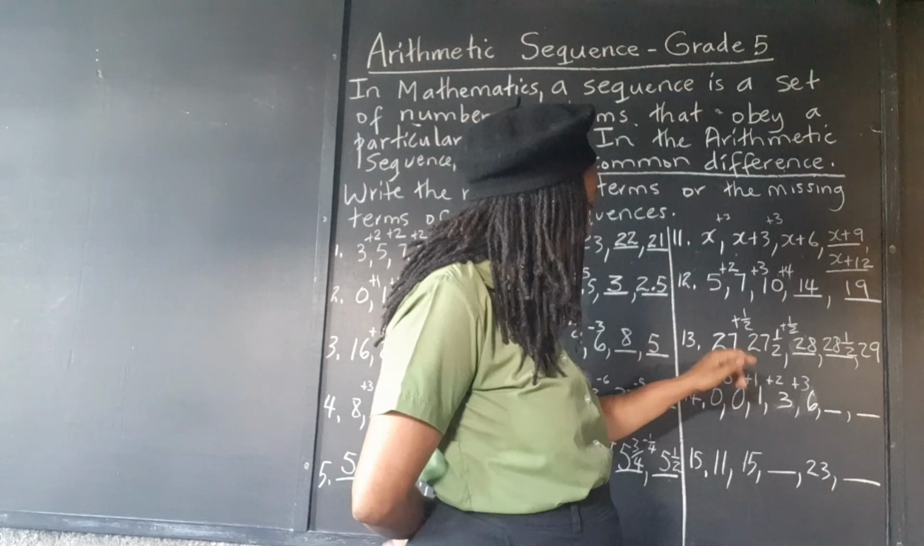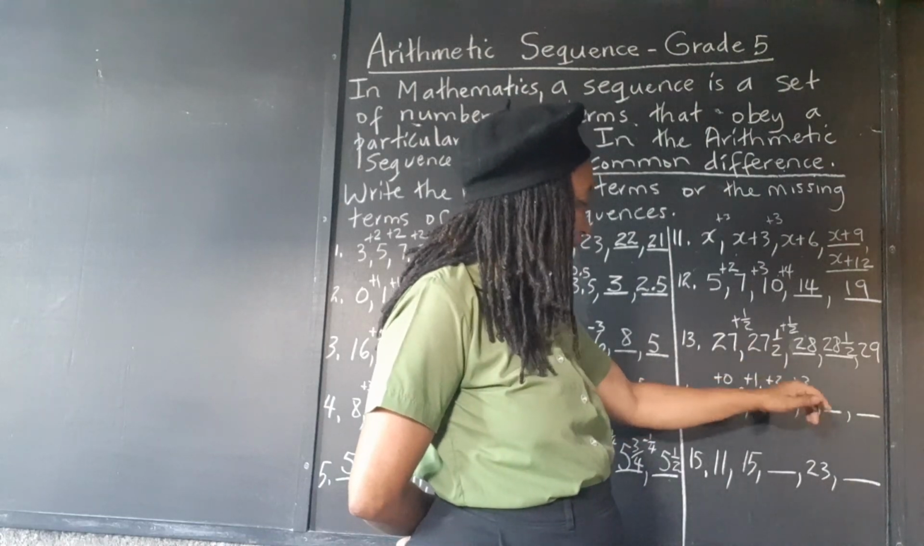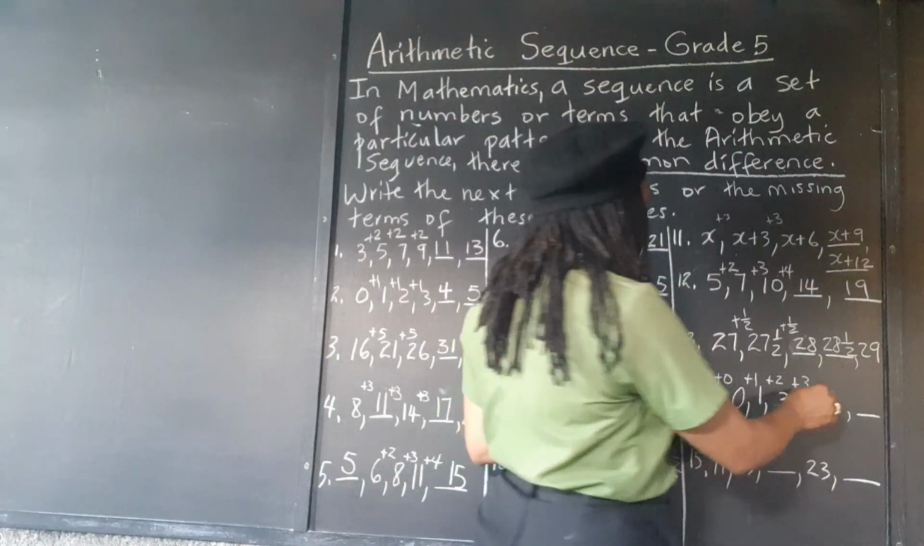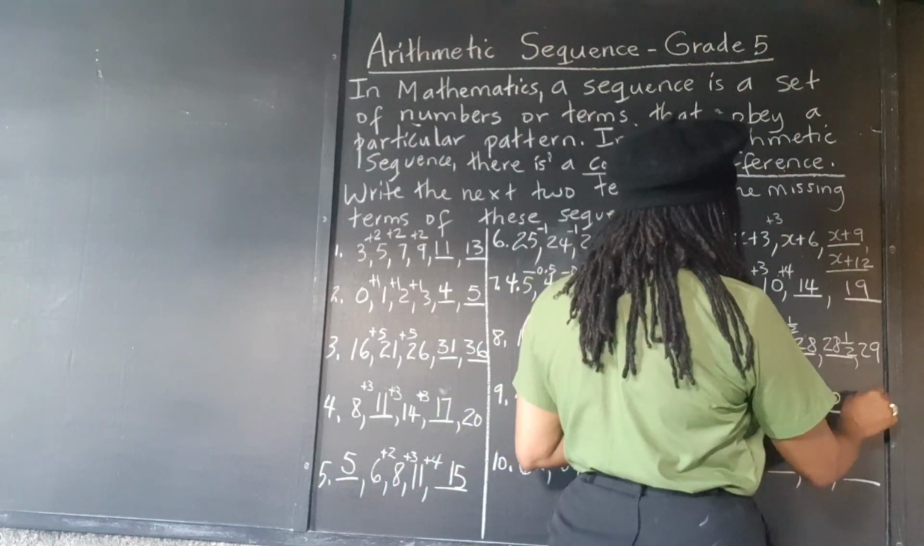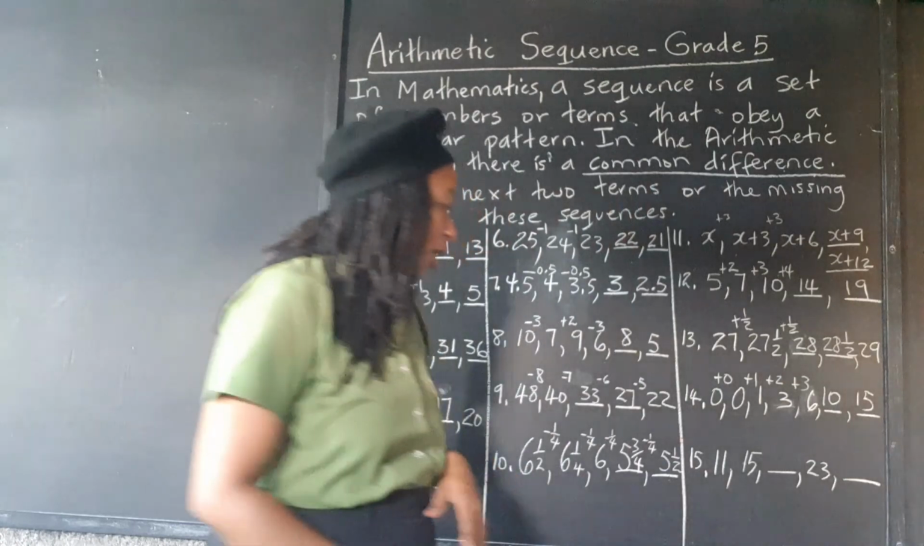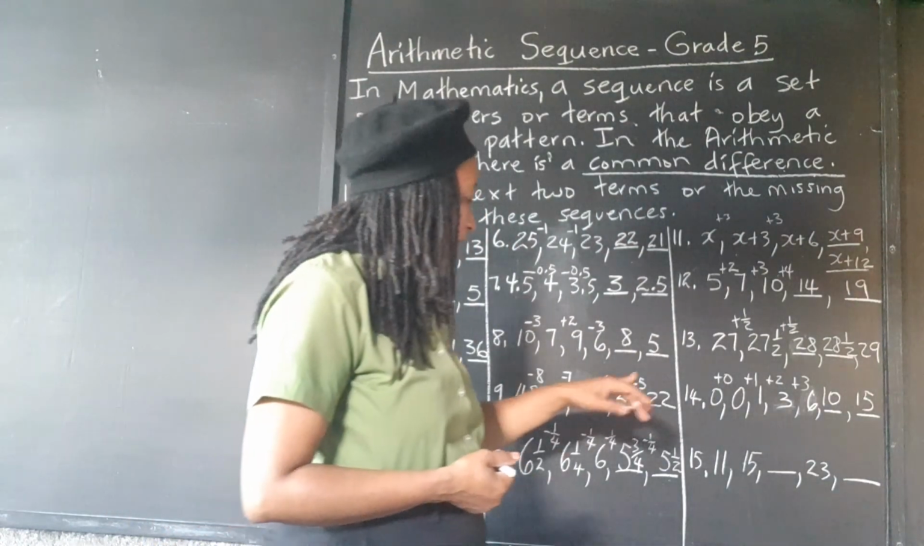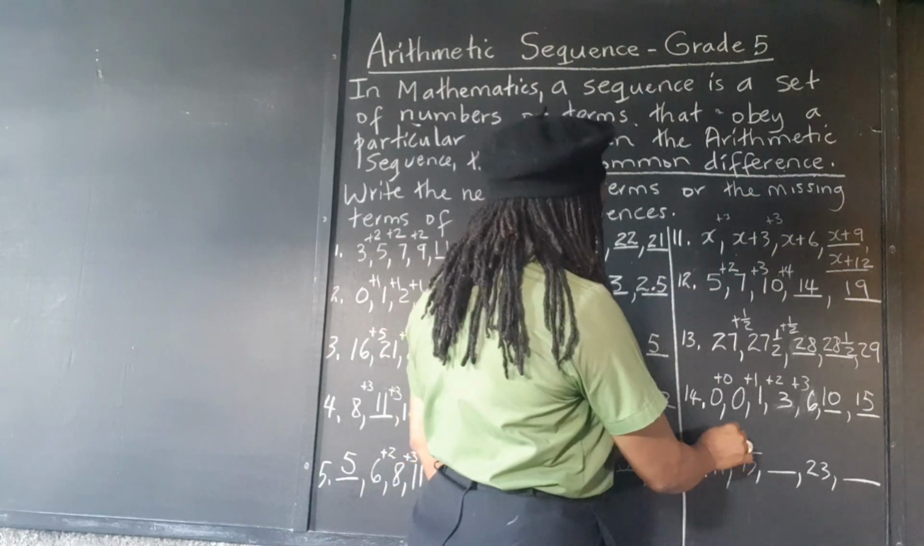So we add 0, we add 1, we add 2, we add 3. Now we must add 4, and then we add 5. So 6 plus 4, that's 10, and 10 plus 5, that's 15. Or the final one in the arithmetic sequence, 11 to 15. So that's, we add 4.